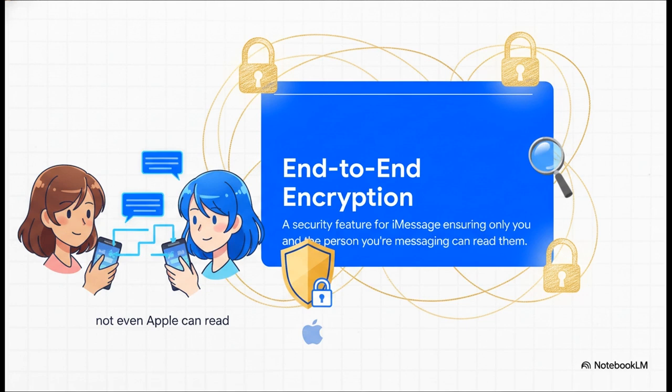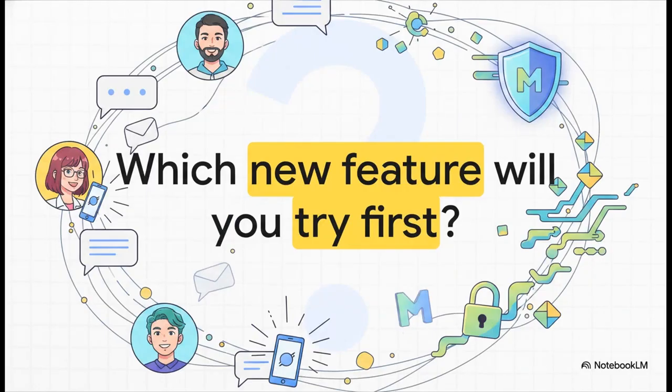So, what does that mean in plain English? It means your messages get scrambled the second you send them, and only the person you're sending to has the key to unscramble them. Not even Apple can read your messages. It's incredibly private. And there you have it.